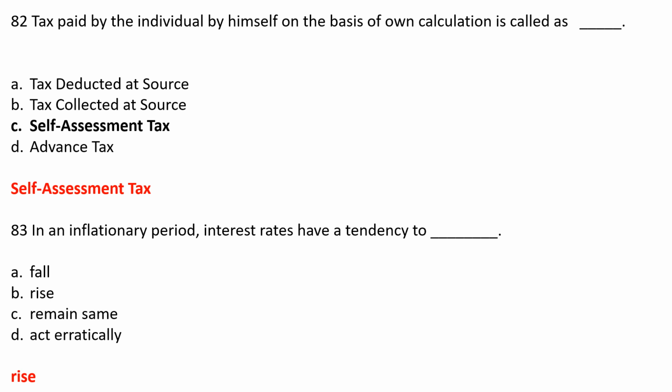Next MCQ number 83. In an inflationary period, interest rates have a tendency to dash. Option A, fall; option B, rise; option C, remain same; option D, act erratically. The correct answer is option B, rise. In an inflationary period, interest rates have a tendency to rise.